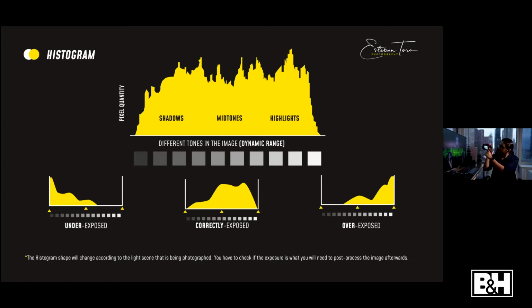I have my histogram here, very, very small. I know you cannot see it, but it's here. So I'm able to see it also when I'm looking through the viewfinder. How to read the histogram?